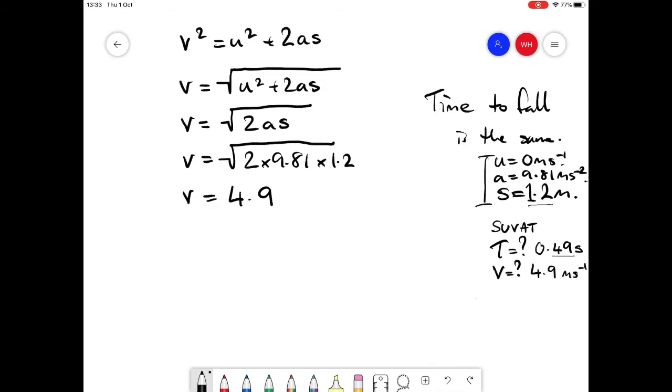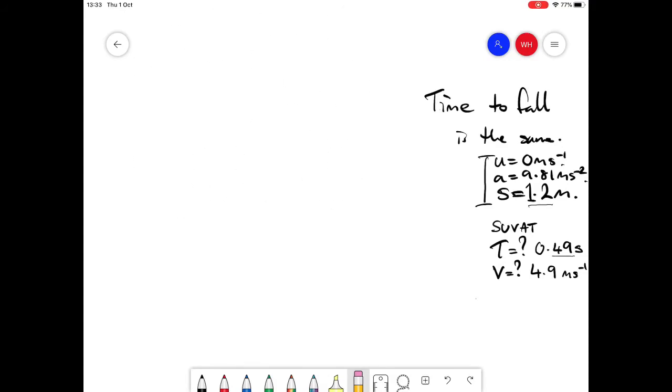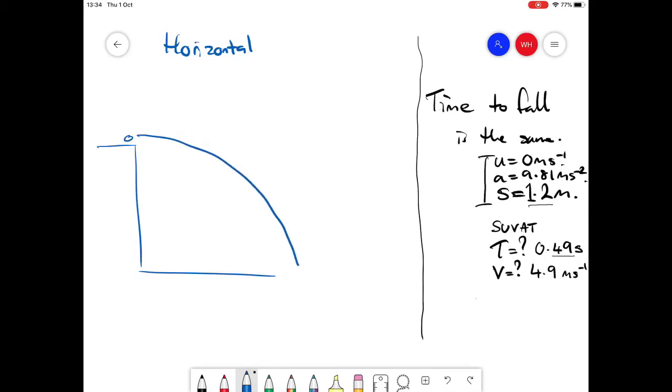There we go. So we found out everything about our projectile flight now, in terms of its vertical movement, yeah? The time that it's in the air for is the same. So if we go and consider the horizontal now, we can look at our projectile and say, well, it does that. So how far has it come? Well, we know that t is the same. We know that t is 0.49 seconds.